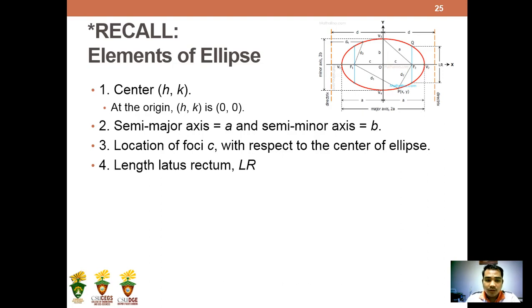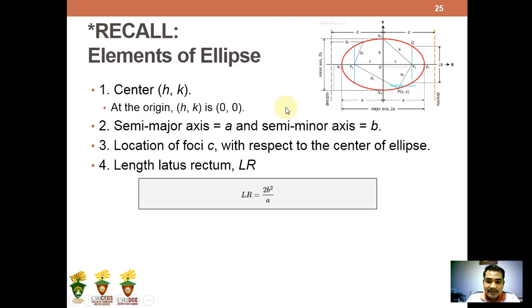Alright, so next is the length of the latus rectum. So latus rectum is the line which is parallel to the minor axis, pero muagi siya sa foci, no? Or sa iyang focus. In this case, we have latus rectum, no? Along the y-axis, since the minor axis is also parallel, no? Which is also in the y-axis.